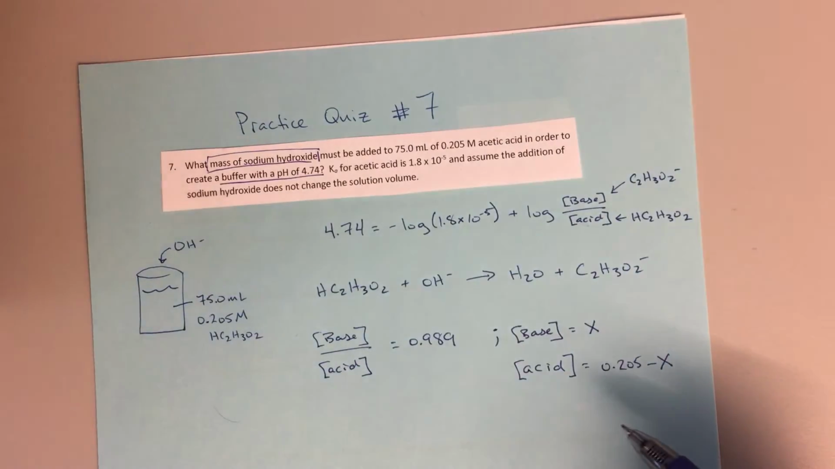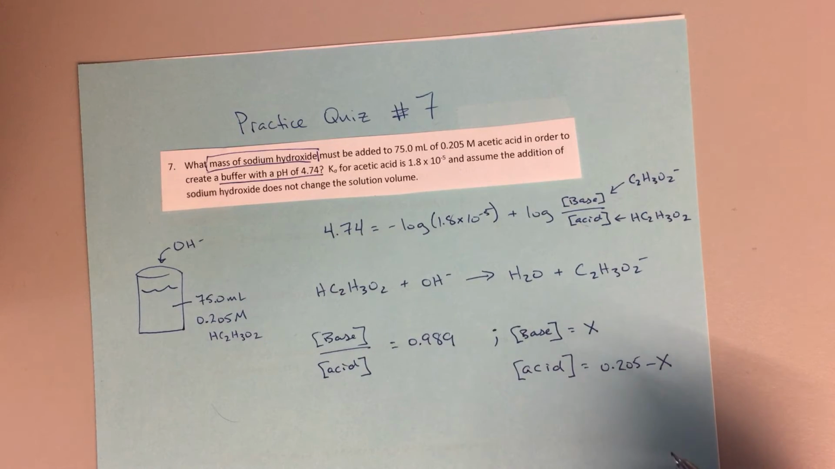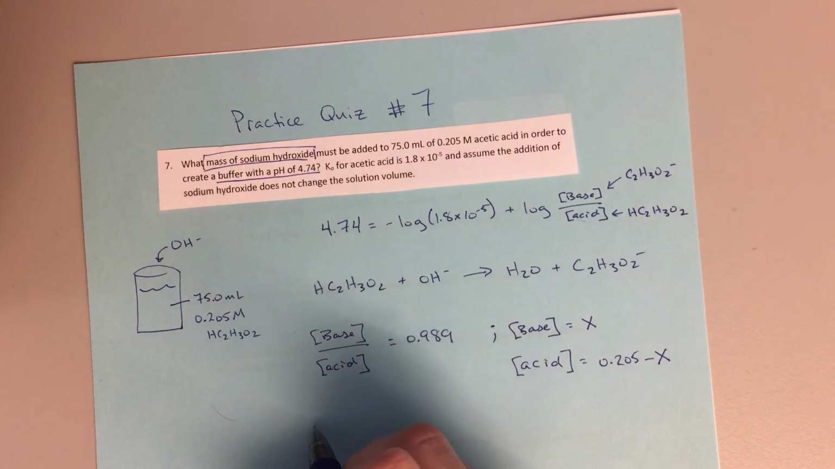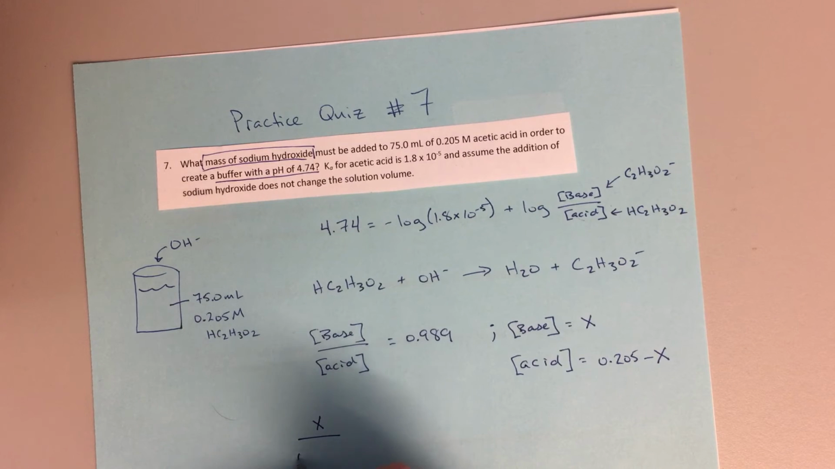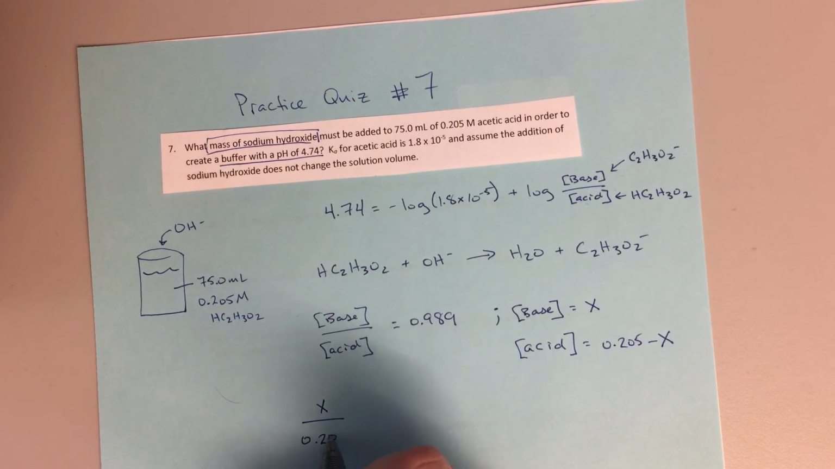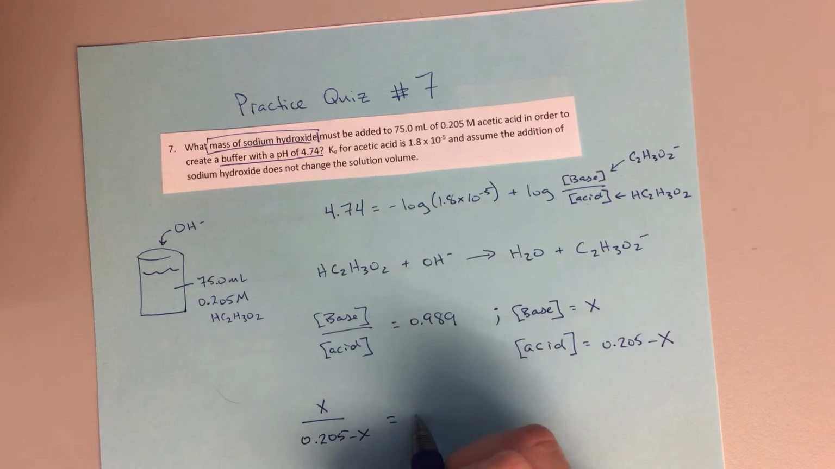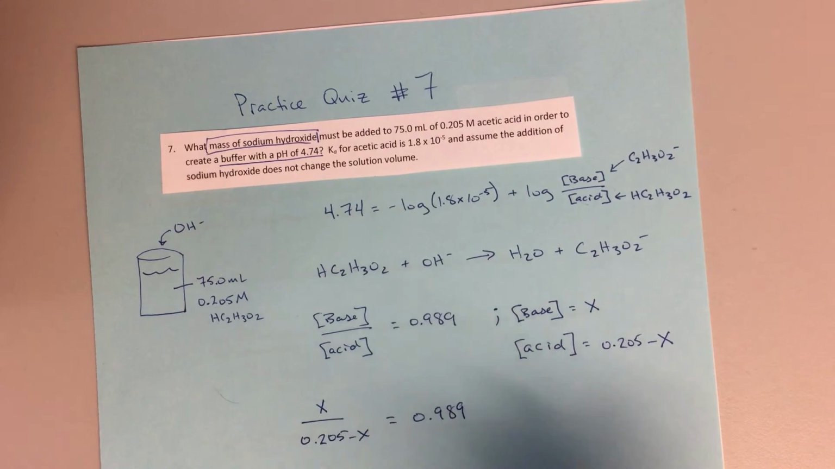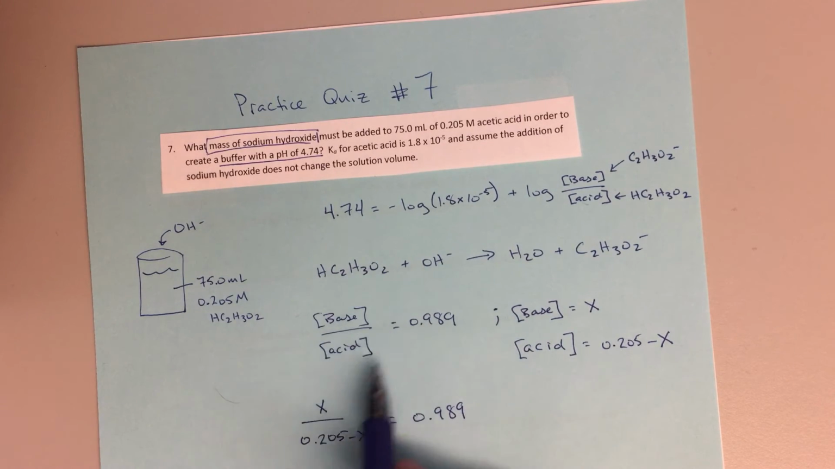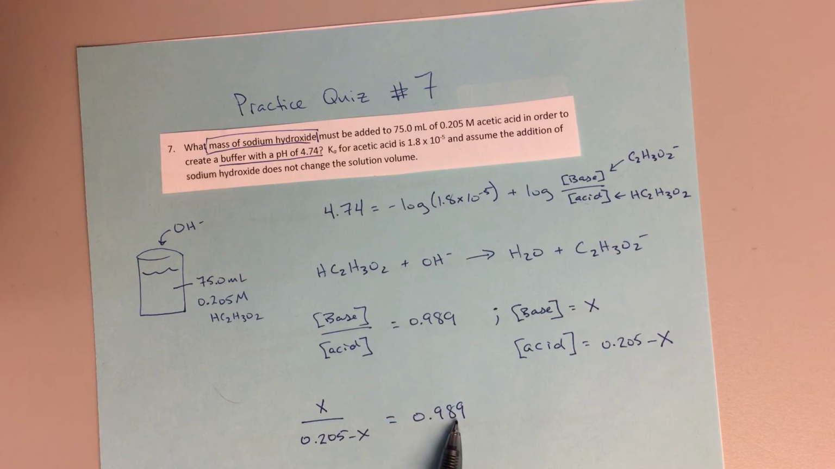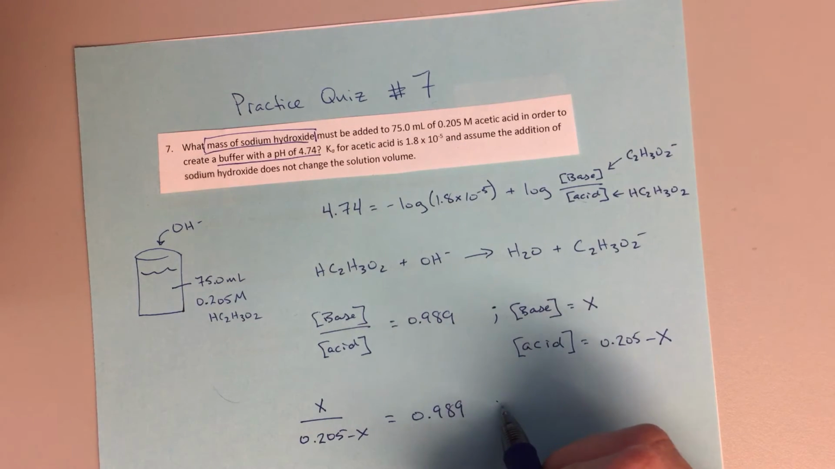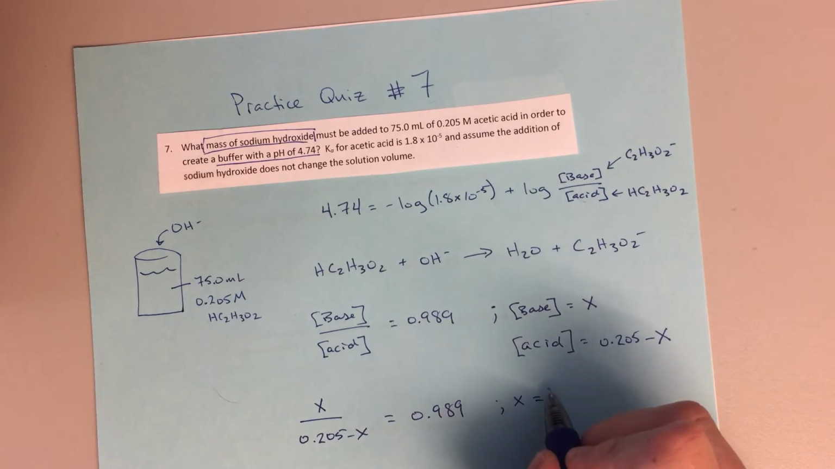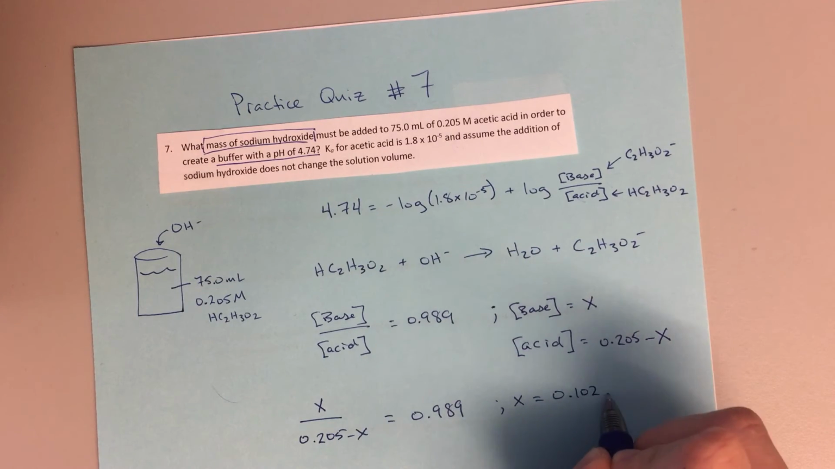So from here, I can say that X over 0.205 minus X equals 0.989. So if my concentration of base over my concentration of acid equals 0.989, this should hold true. And now I'm going to solve for X. And if I do that, X is equal to 0.102 molar.